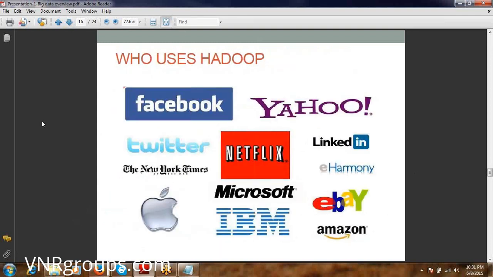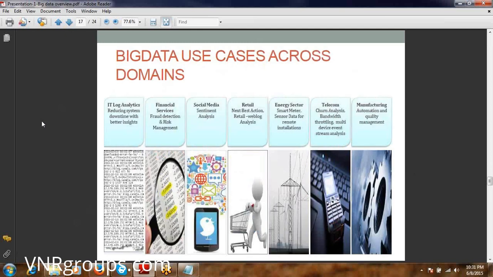Who and all are using Hadoop? These are some companies. We have something more in fact. And these are some more use cases. I have already explained some use cases like aircraft example, Facebook, NYSE, like that.